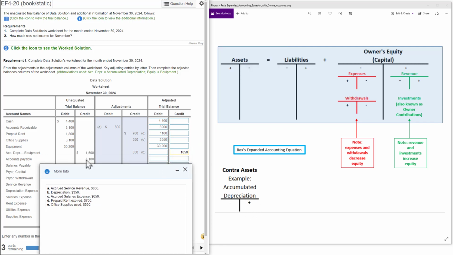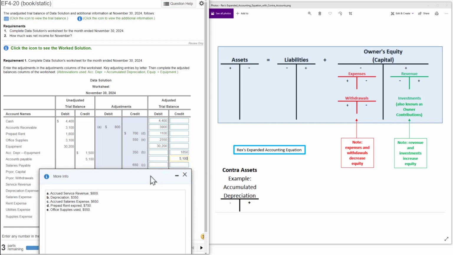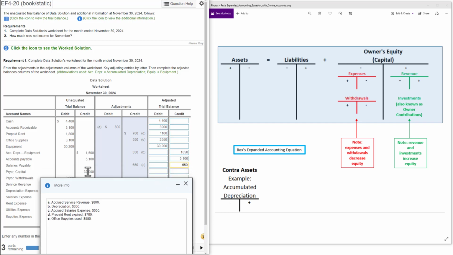And then we've got AP, which was not adjusted, so we still have 5,100. We had salaries payable at 0. Increase it by 650, gives us a new balance of 650. Capital is not adjusted.